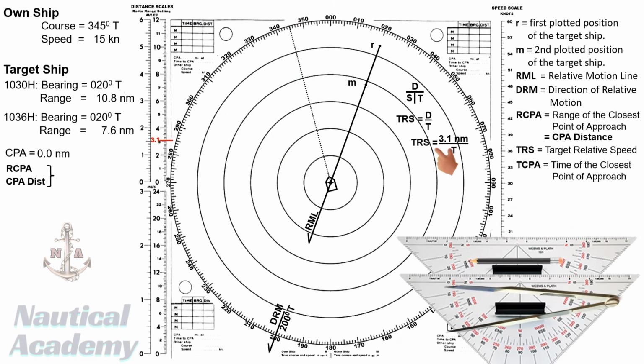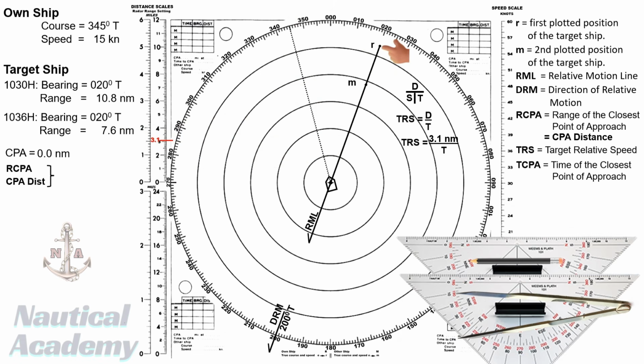For the time, it is the steaming time from point R to M, in which the elapsed time is 6 minutes. Since the unit of speed is miles per hour, we will convert 6 minutes into a unit of hours. Simply divide 6 minutes by 60, since in 1 hour we have 60 minutes. So 6 minutes is equal to 0.1 hour. The target's relative speed is 31 knots.